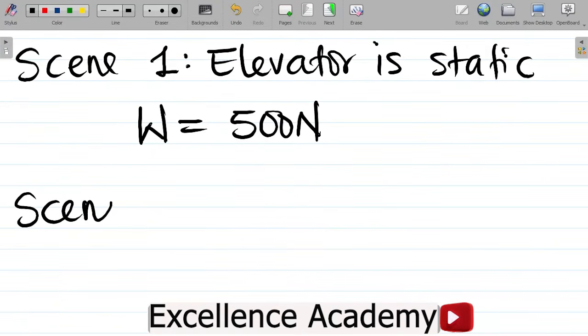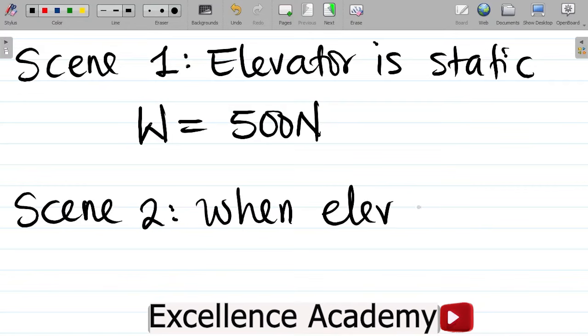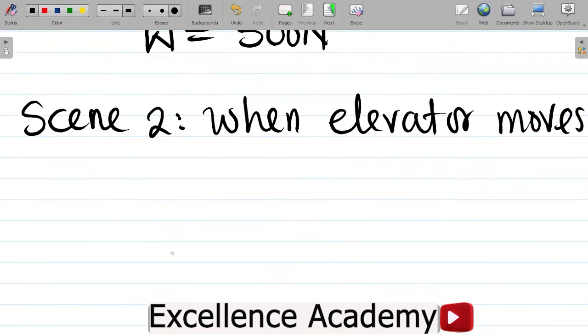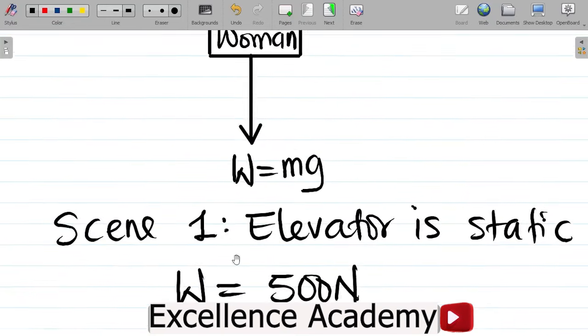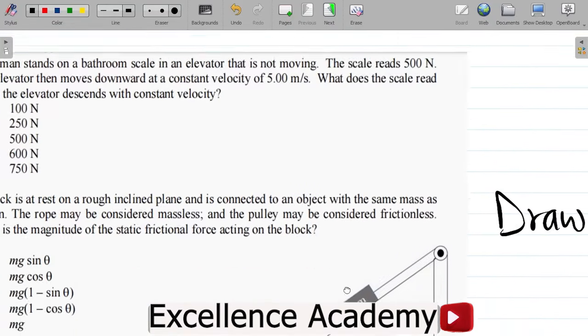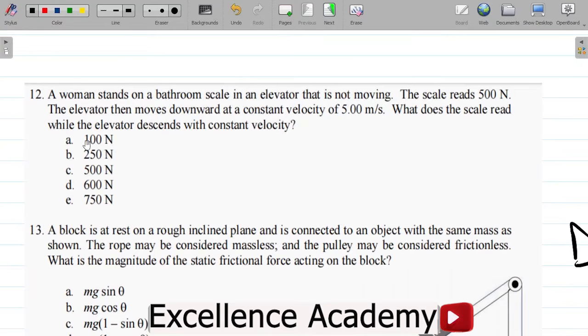Next up, let's look at scene 2, when the elevator moves. Now, when the elevator moves, they said the velocity v is about 5 meters per second, and this is constant. Okay. Now you're asked to find what the scale reads while the elevator descends with constant velocity.